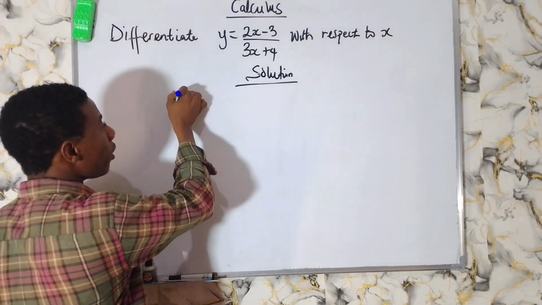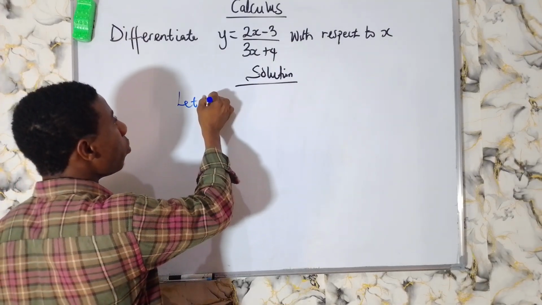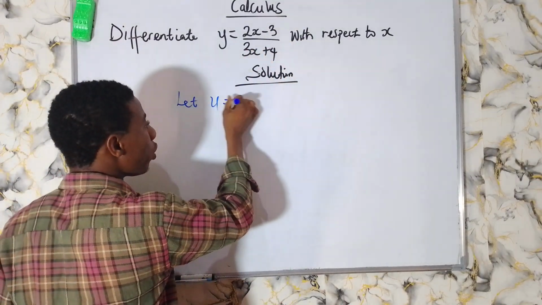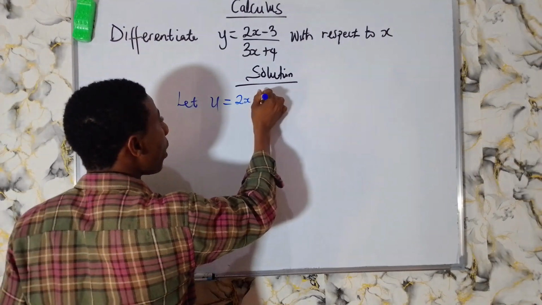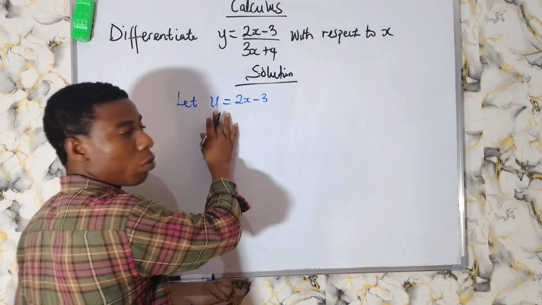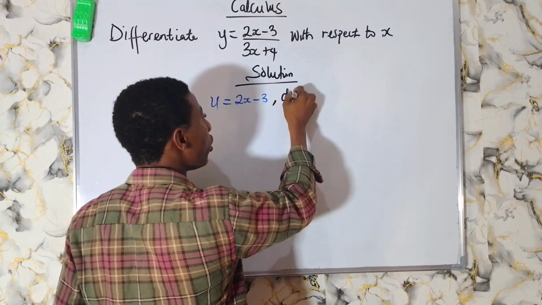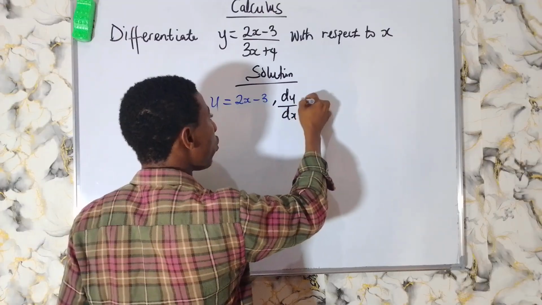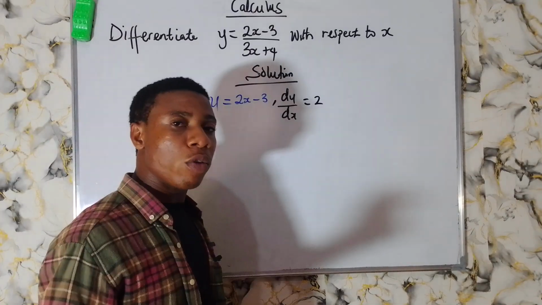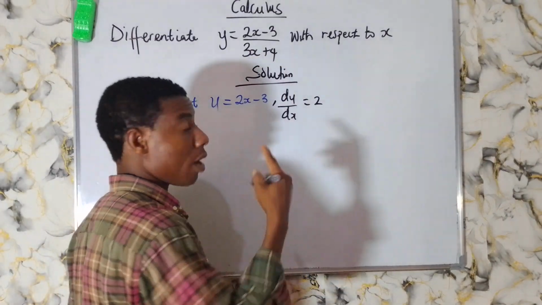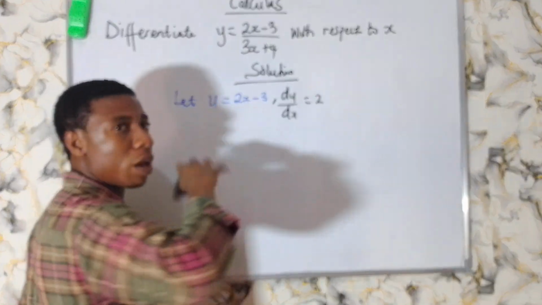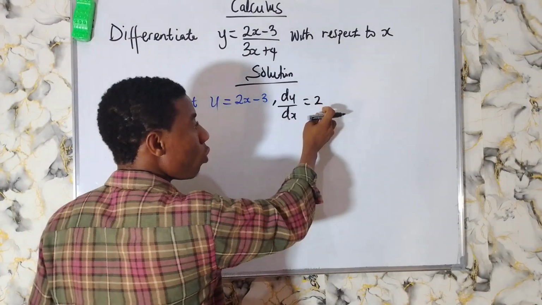So first, let u be the numerator and v the denominator. Let u equal 2x minus 3. If we differentiate this with respect to x, we have du/dx equals 2. Remember, the derivative of a constant is 0, and the derivative of an identity function is 1. So differentiating the constant gives 0, and differentiating 2x gives only 2.